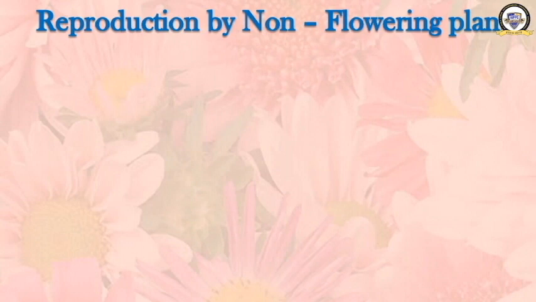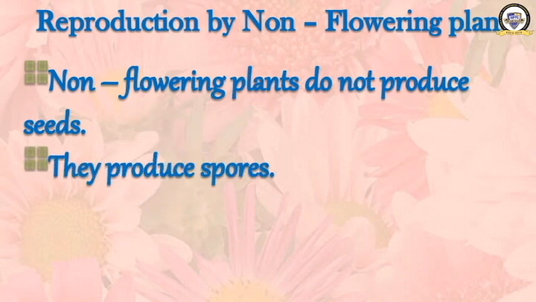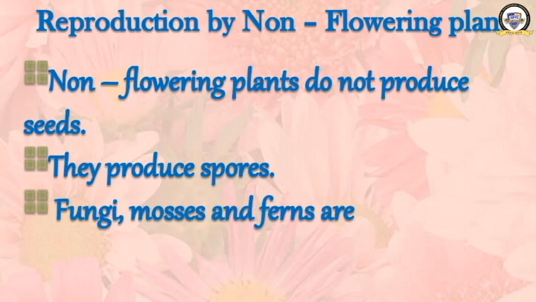Now we will see the reproduction of the non-flowering plants. How does reproduction occur if there is no flower on the plant? There are so many plants we can see which are non-flowering, they don't have any flower. But then how do they reproduce? Let us see. Non-flowering plants do not produce seeds. They don't have any seeds. Rather, they produce spores. They don't have seeds, but they have spores.